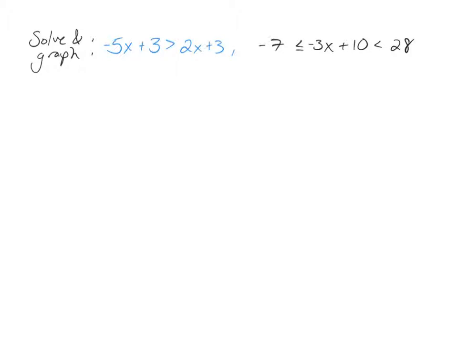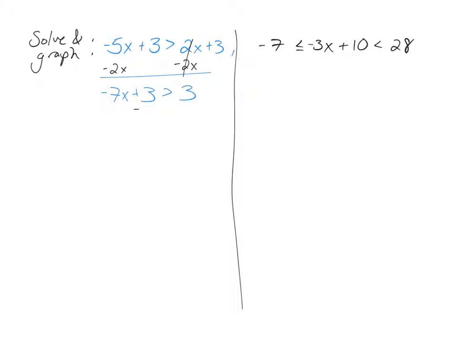We have a linear inequality here on the left in blue. So we're going to solve and graph this, and I think what I first want to do is to subtract 2x so I can reduce the 2x over there. And again, I'm moving these x's to the left side because I like having my variables on the left. So this will be minus 7x plus 3 is greater than 3.